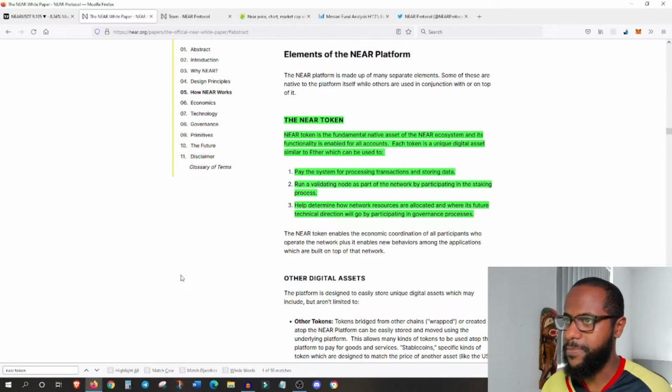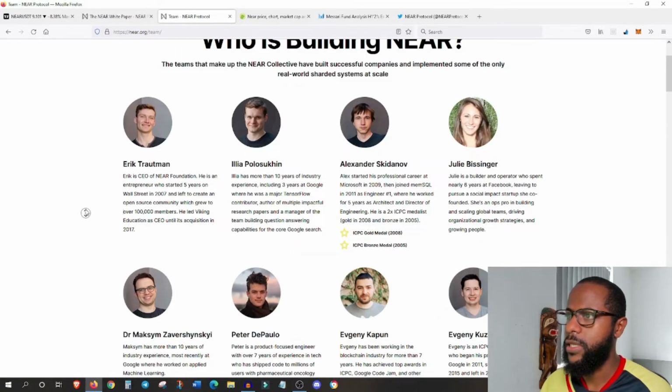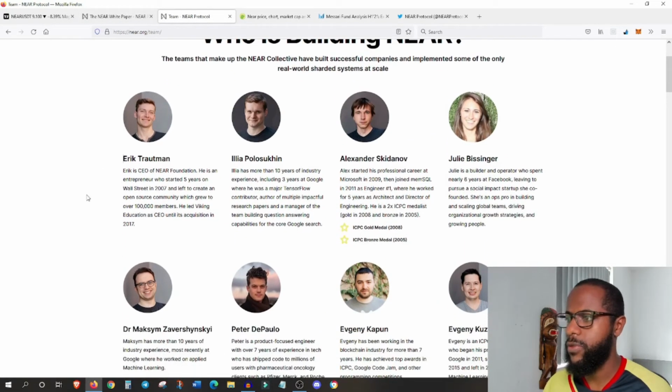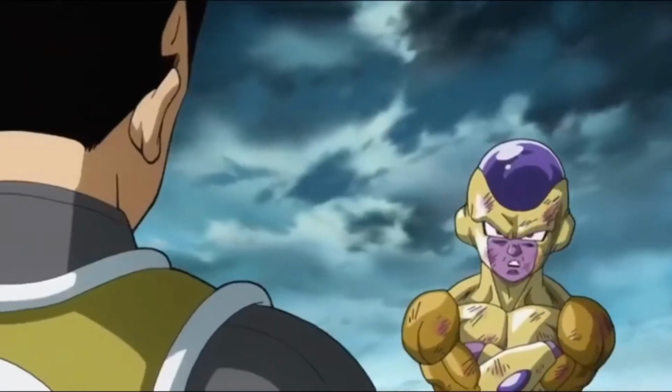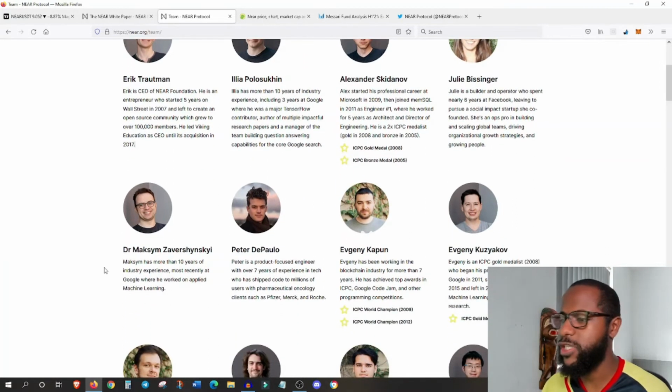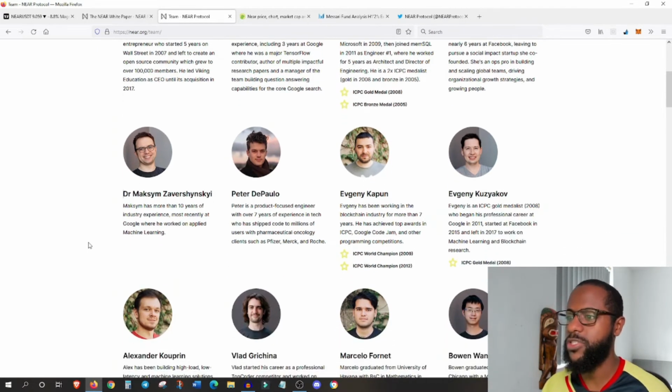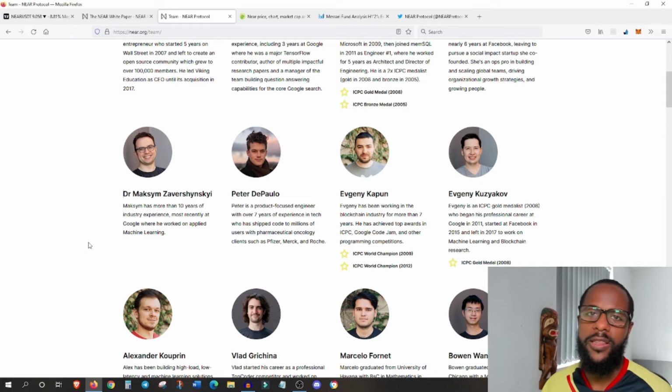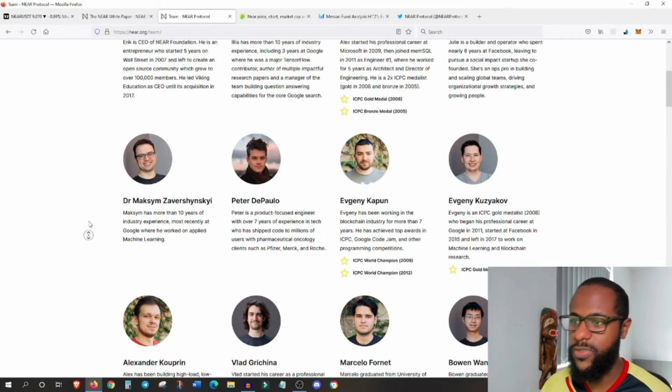So that is that. Moving forward, the team is quite a big team, I would say, with a lot of experience, whether it's from Google, from Microsoft, from Facebook. It looks like a good team. I'm not quite sure what ICP gold medalist is, but it's a good team with good experience. Something that you'd want to see pushing a project forward. If the team is strong, if it's got depth in it, then of course it's going to go further. It's got a good chance of success.